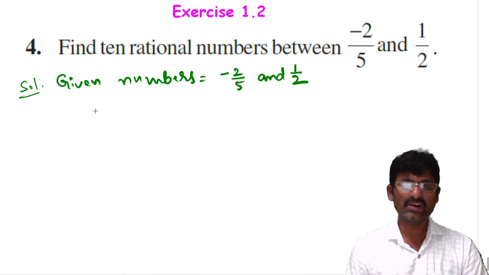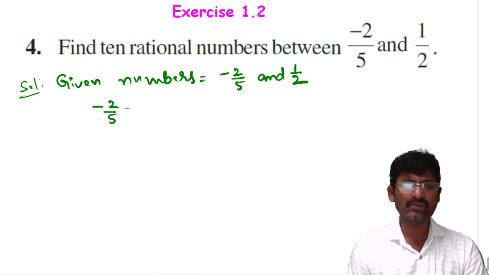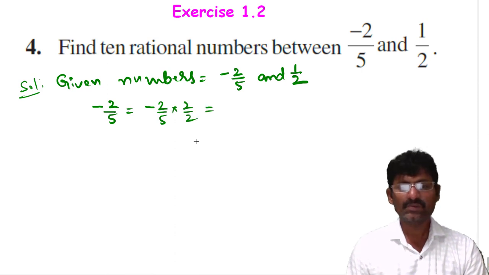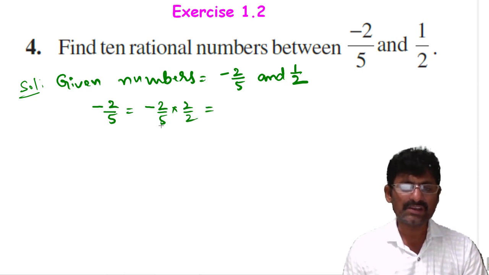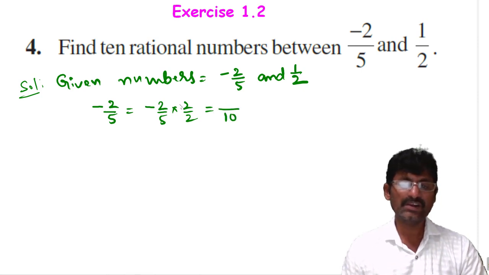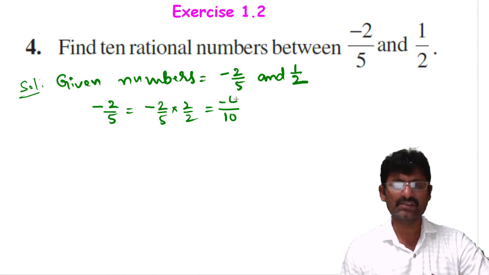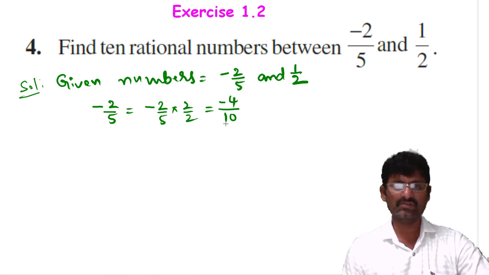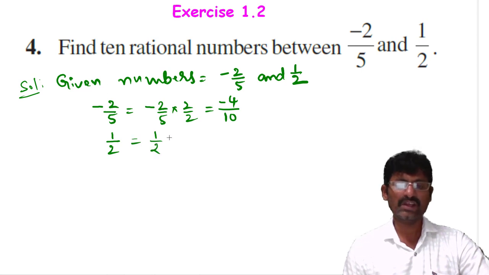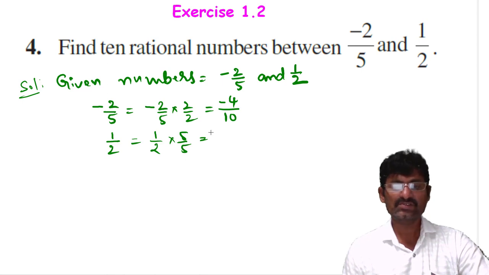That is 10. So negative 2 by 5, you write as negative 2 by 5 times 2 by 2. Why? Because the denominator 5 into 2 will be equal to 10. In the numerator you get 2 times 2 is 4, so negative 4, which is equal to negative 4 by 10. Now 1 by 2 equals 1 by 2 times 5 by 5, so that the denominator will be 10. That is 1 into 5 is 5, divided by 2 into 5, that is 10.